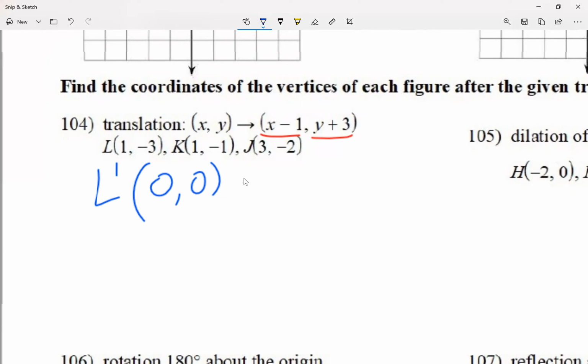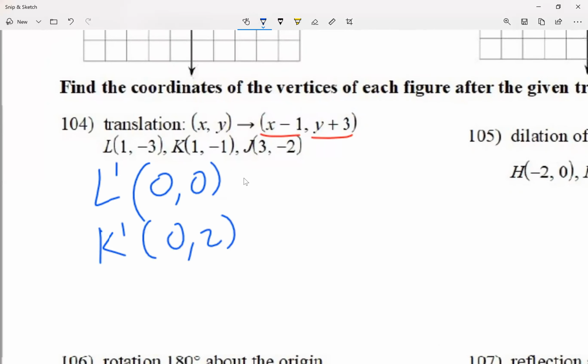What if I ask you for K prime? My coordinates will be 0, 2. Again, I subtracted 1 from x and I added 3 to y. And if I ask you for J prime, my values will be 2, 1.